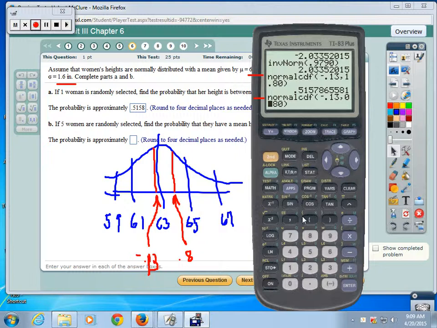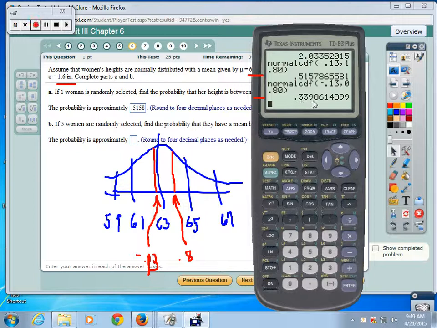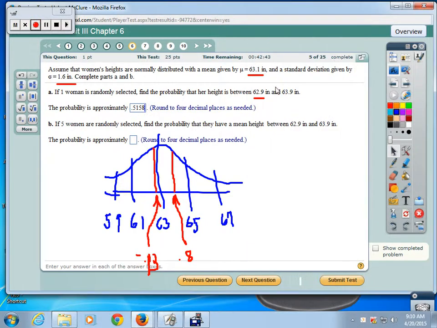0.3397. 0.3397. All right, now do the next part.